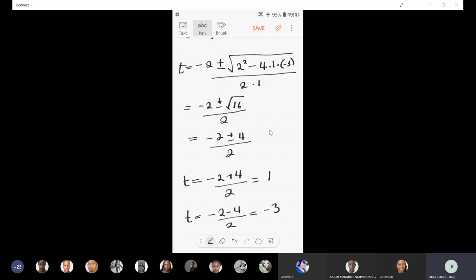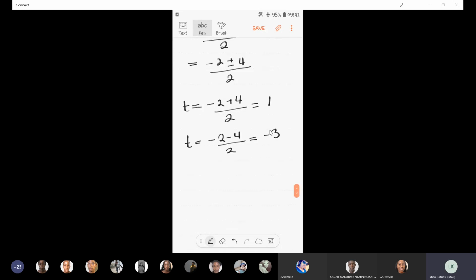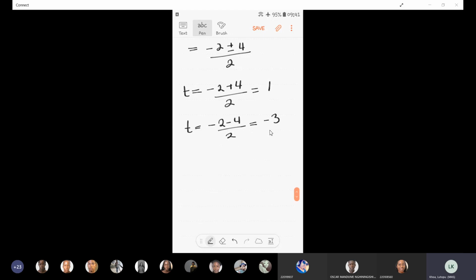Okay, and the others, you would work them out in the same way, because this is not very difficult to do. It's just knowing what your a, b, and c are, and then substituting them correctly into your equation.